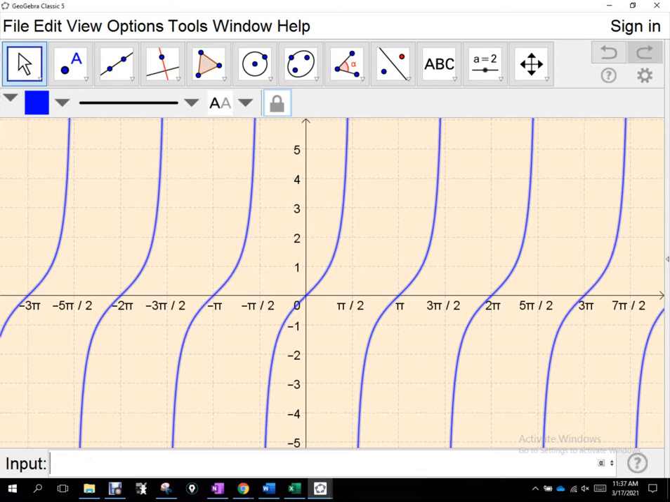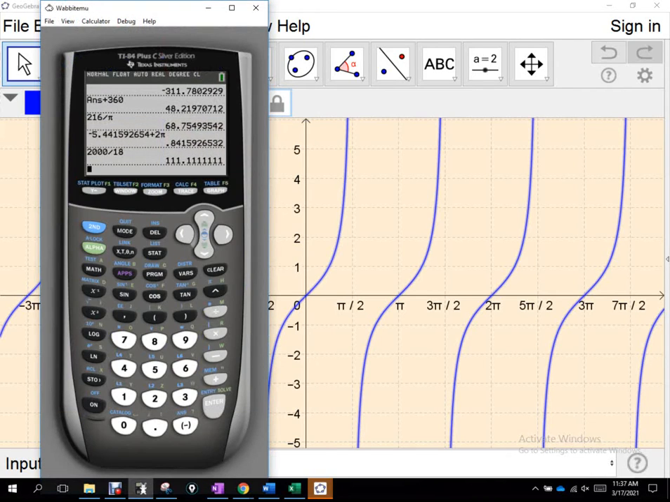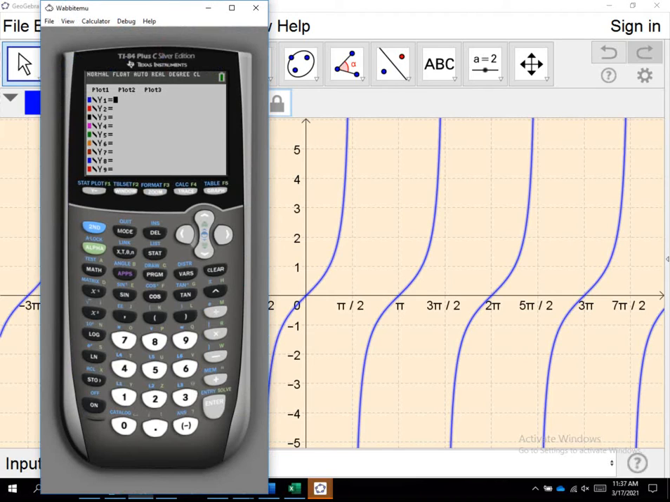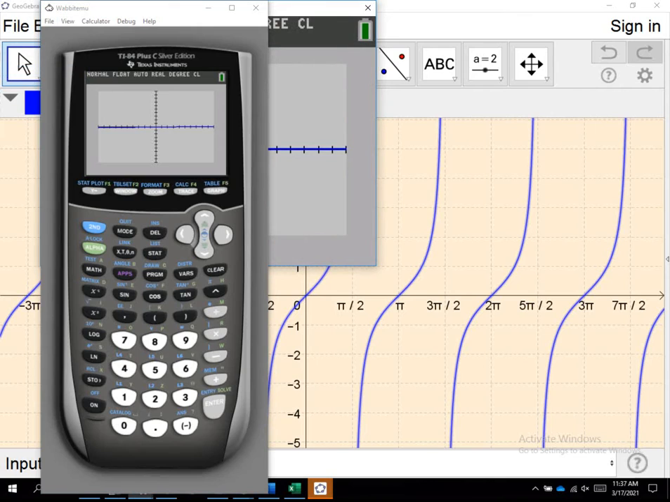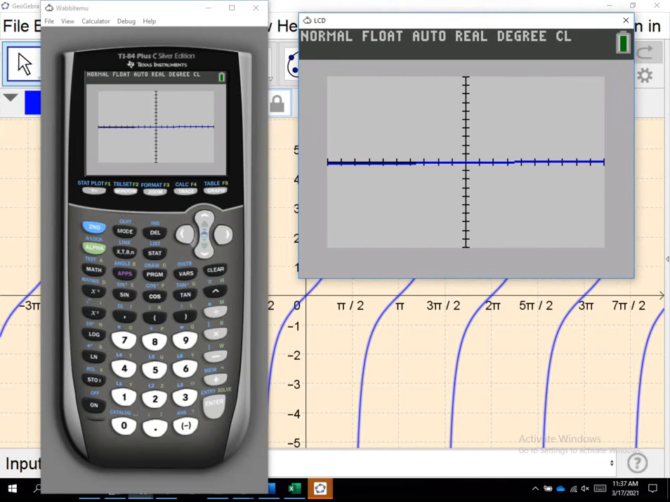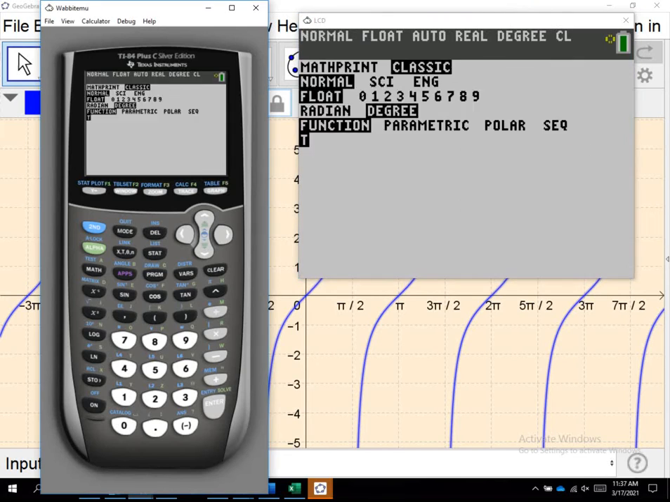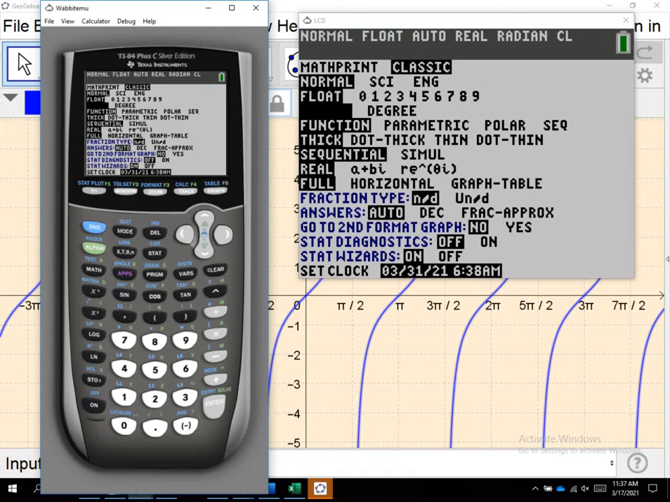I don't know if this calculator will do it because this is the newer version of the TI. If I type in tangent of x and graph, anybody remember why it's doing that? Because my window's messed up. Right now my calculator is in degrees. I can either change my window so it goes between negative 90 and positive 90, or I can just change my mode to radian, which is easier.